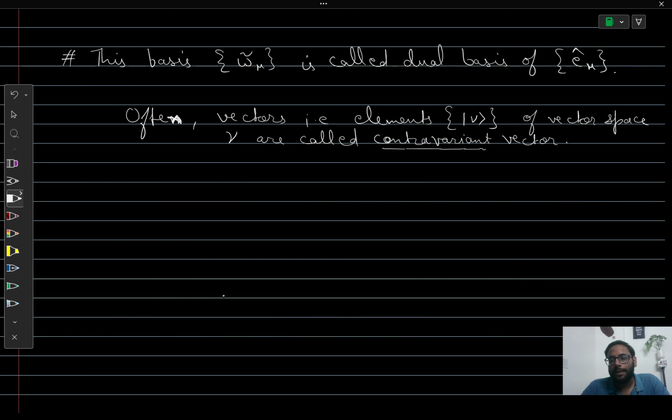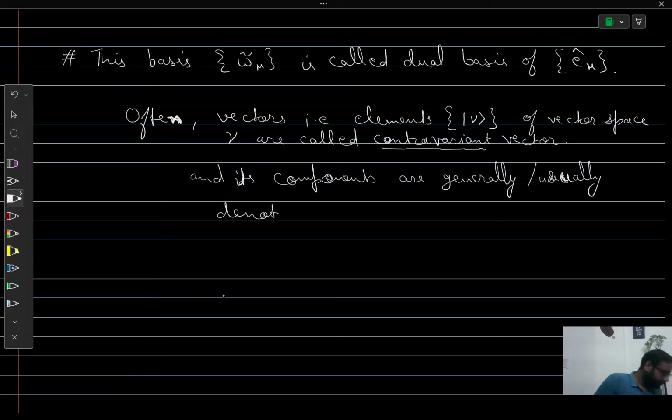The vectors, the elements, are also called contravariant vectors, and their components are usually denoted like this, with upper indices.